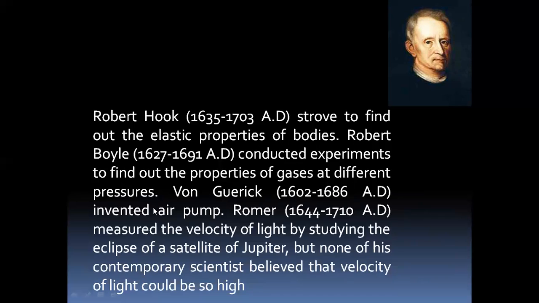Von Guericke invented the air pump. Romer measured the velocity of light by studying the eclipse of a satellite of Jupiter, but none of his contemporary scientists believed that the velocity of light would be so high.